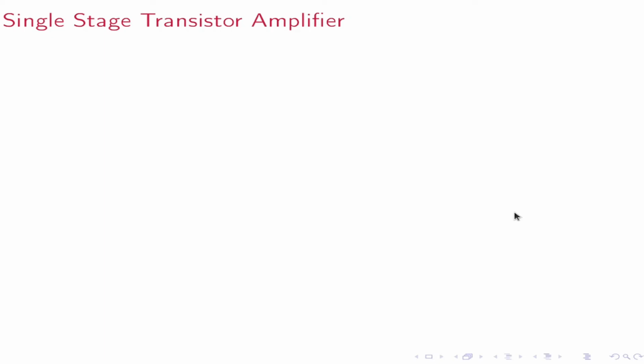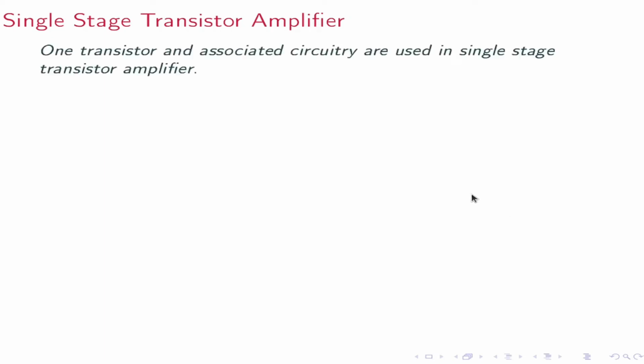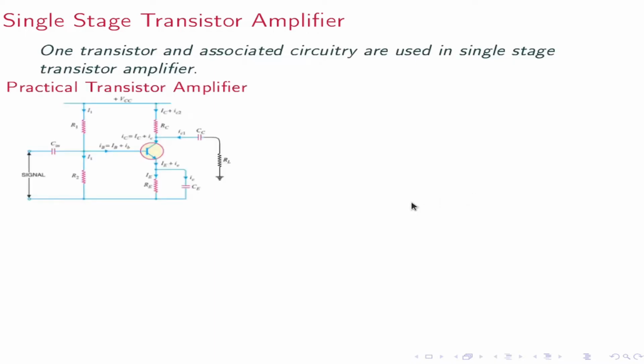Single stage transistor amplifier. In a single stage transistor amplifier, only one transistor and its associated circuitry are used. A practical transistor amplifier consists of a biasing circuit R1, R2, etc. The input capacitor is used to couple the signal to the base of the transistor. If it is not used, the signal source resistance will come across R2 and thus change the bias. The capacitor Cin allows only the AC signal to flow but isolates the signal source from R2.